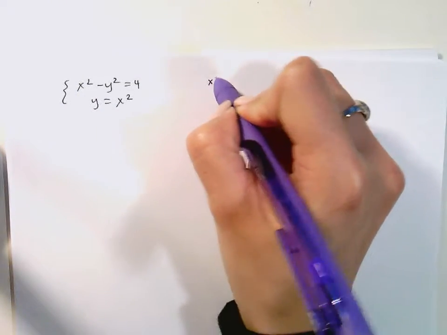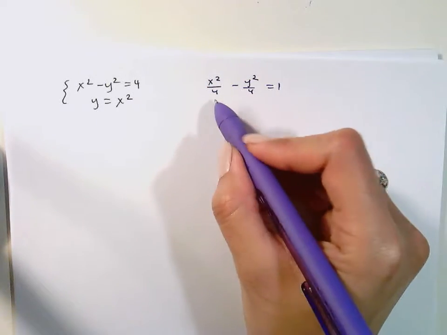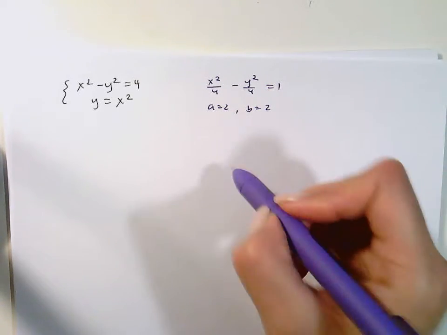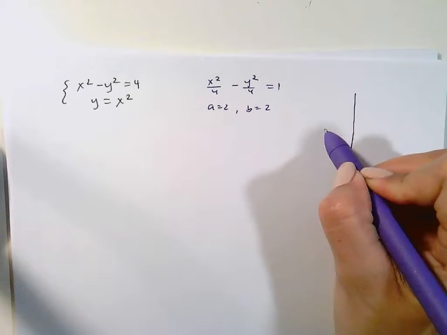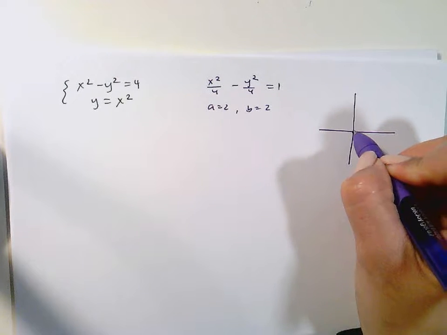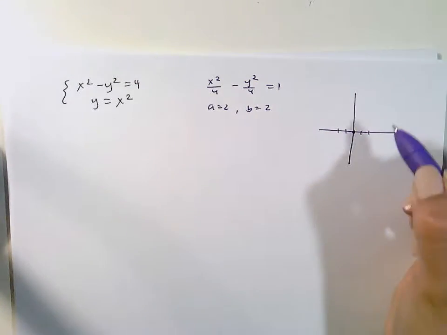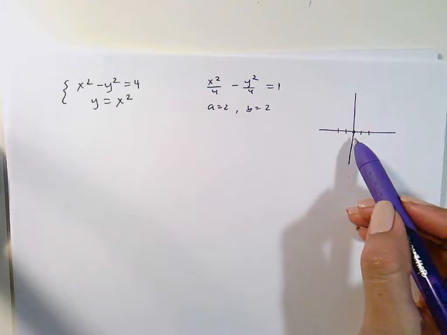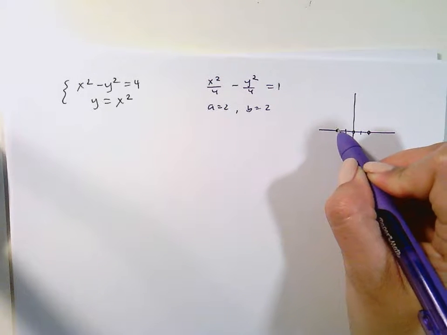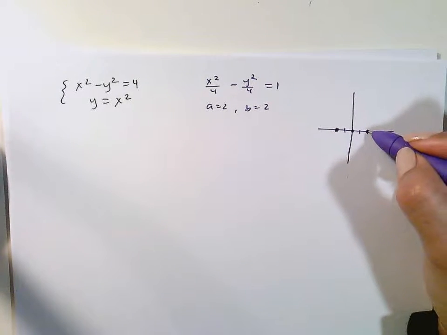For this hyperbola, we're going to divide all of the sides by 4. So if I divide everything by 4, I get x squared over 4 minus y squared over 4 is equal to 1. That means that a is equal to 2, b is also equal to 2, and my hyperbola is centered at 0, 0. Then you go 2 to the right and 2 to the left. It starts with an x, so it opens left and right. My two vertices are at -2, 0 and at 2, 0.